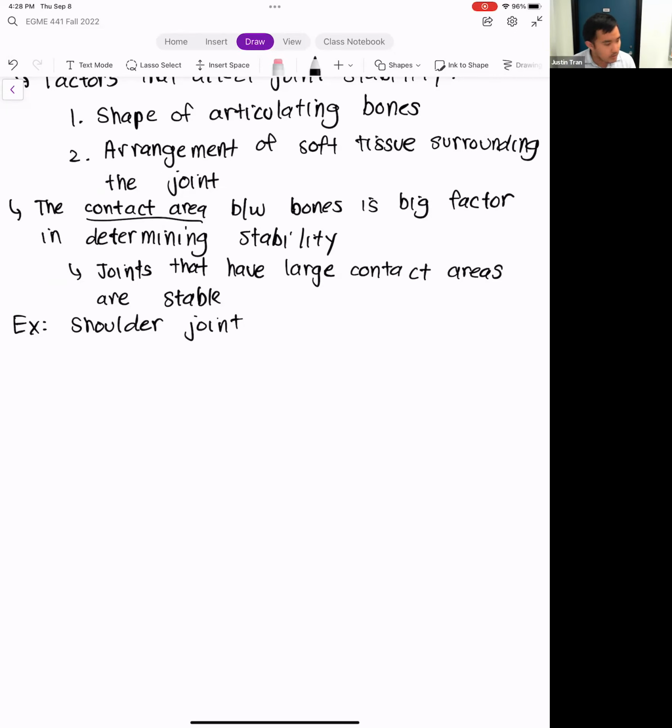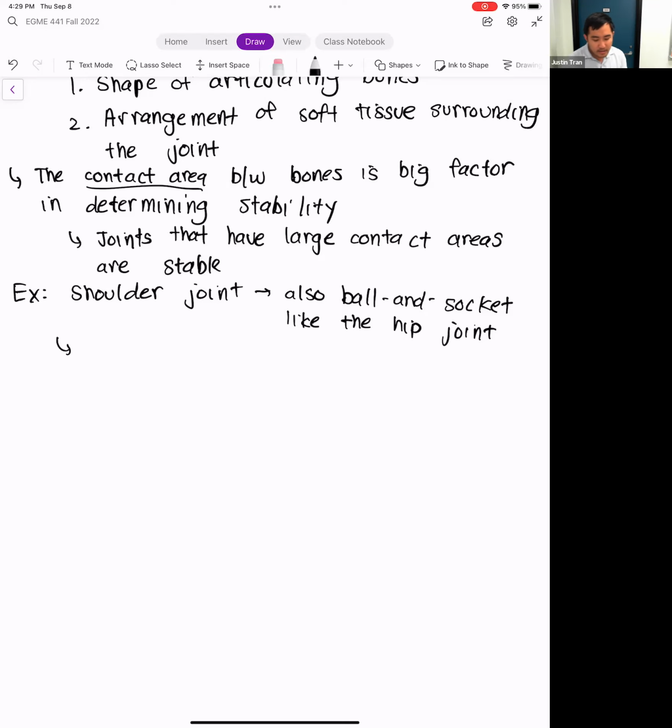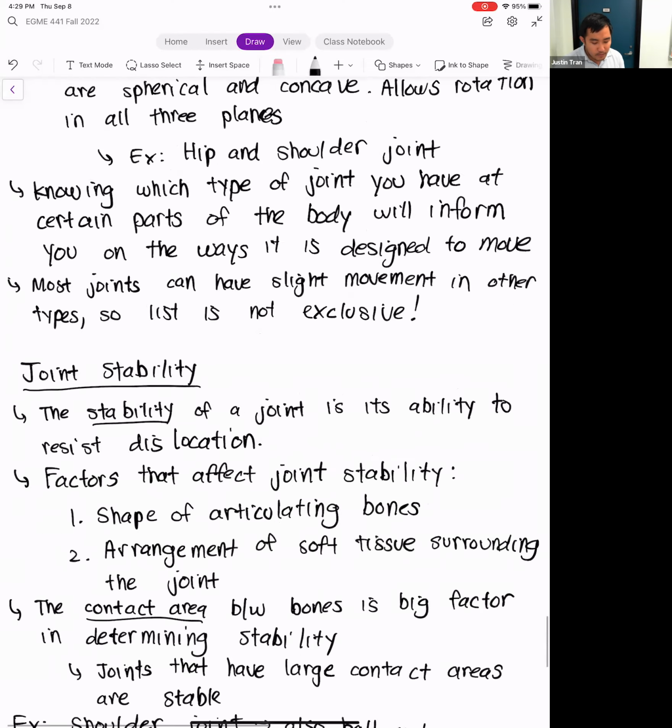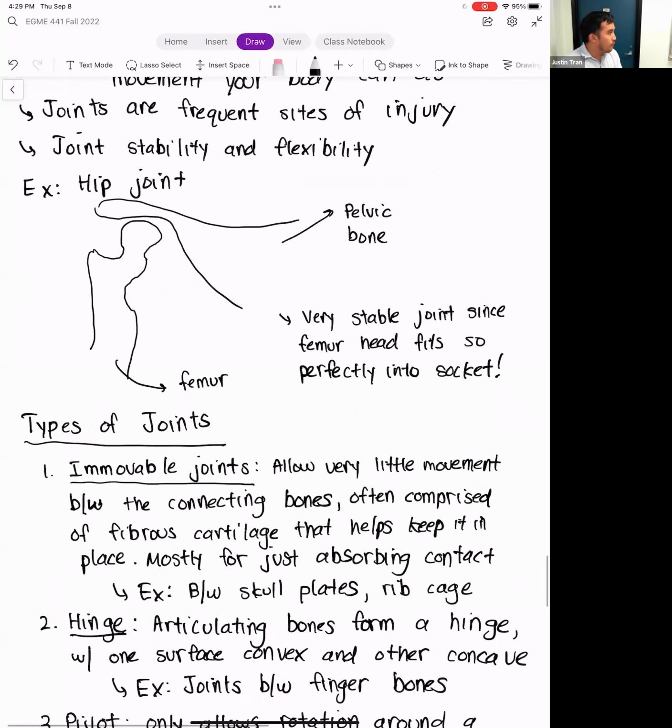But unlike the hip joint, your shoulder joint actually has very little contact area. Remember, if we go back to the hip joint, we have this very, very large femoral head. The femoral head is one of the biggest bony structures in your body, and you have a very, very deep socket in the pelvic bone. Your pelvic bone forms a very nice concave socket for it to fit into. The shoulder is not like that at all.